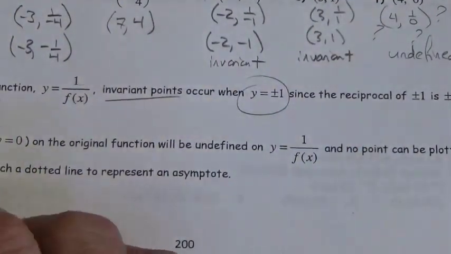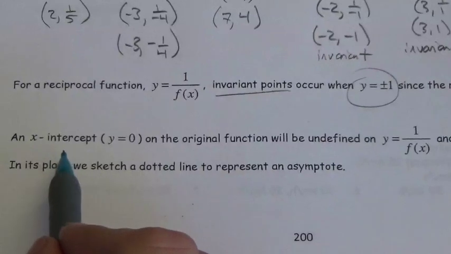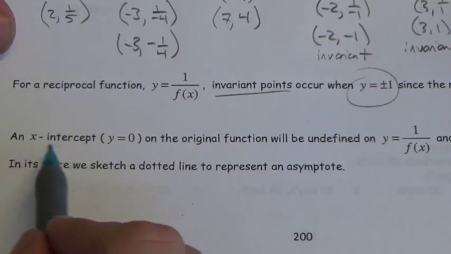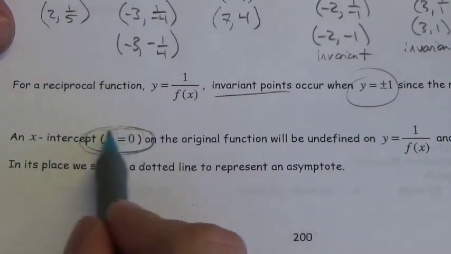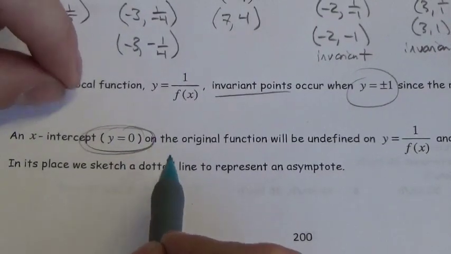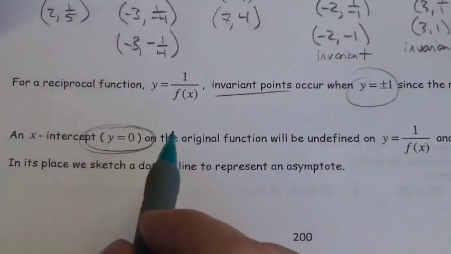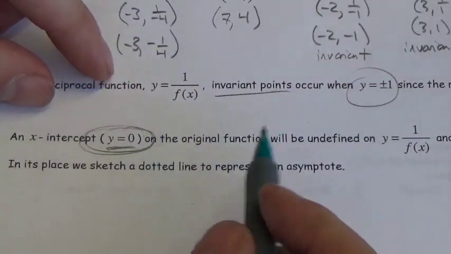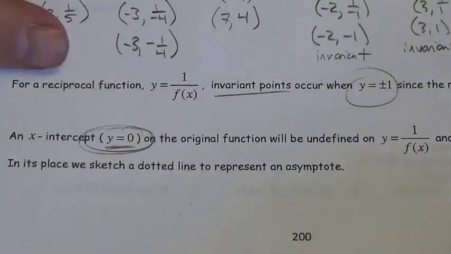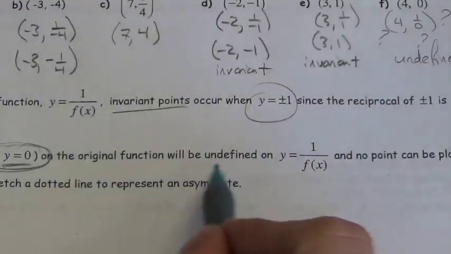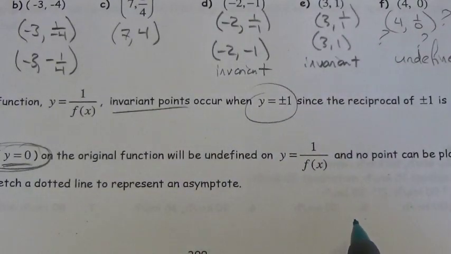And additionally, if you get an x-intercept on the original function, okay, now bear in mind the x-intercept is going to occur where the y coordinate is 0. Remember that with a reciprocal function, you are reciprocating the y coordinate. So if the y coordinate is 0, that's immediately going to lead us to a problem. It's going to become undefined there, okay?